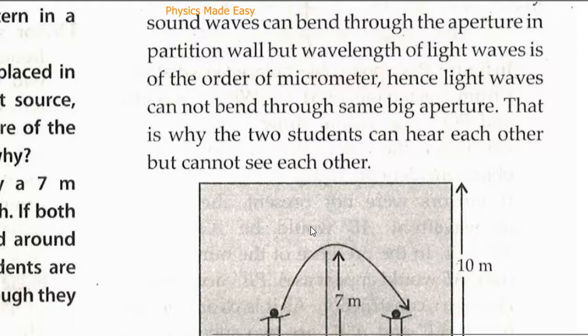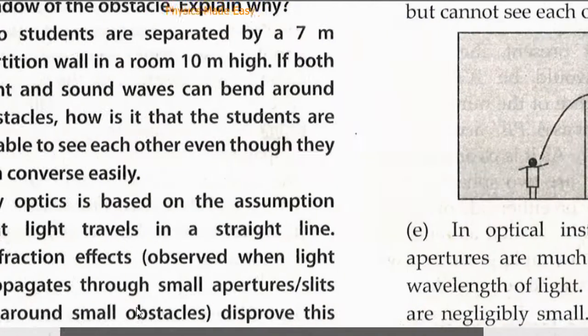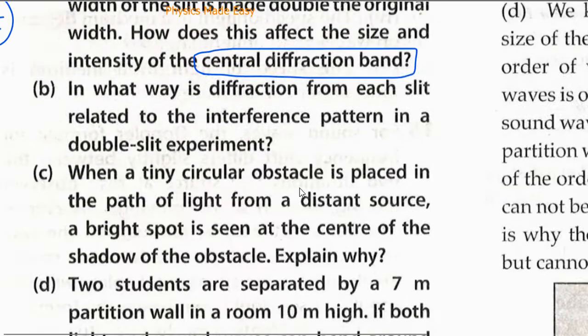Now the next part of this problem is part C. When a tiny circular obstacle is placed in the path of light from a distant source, a bright spot is seen at the center of the shadow of the obstacle. Explain why. Now, light gets diffracted.